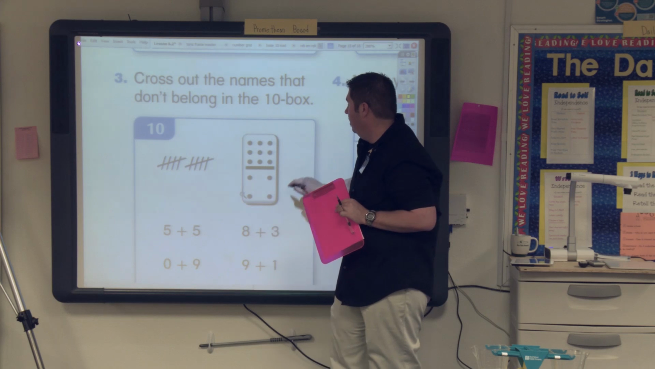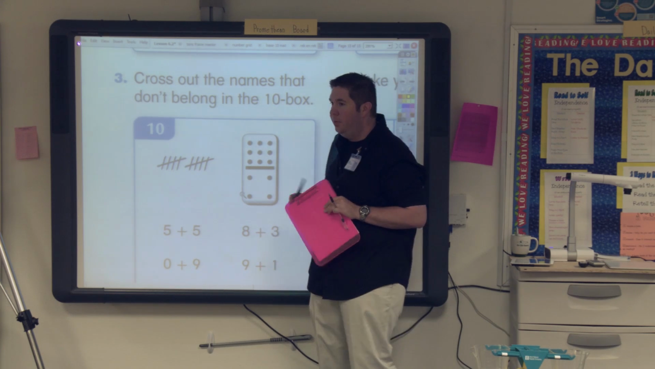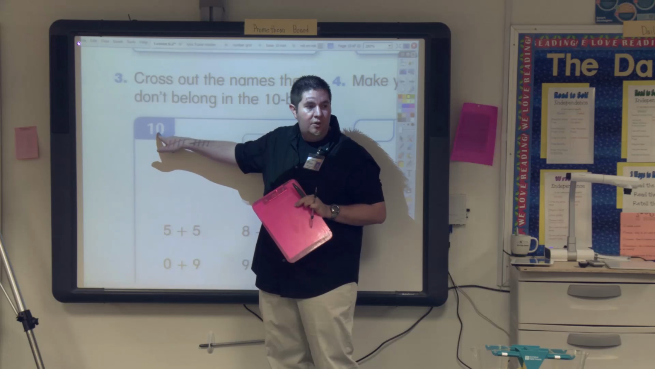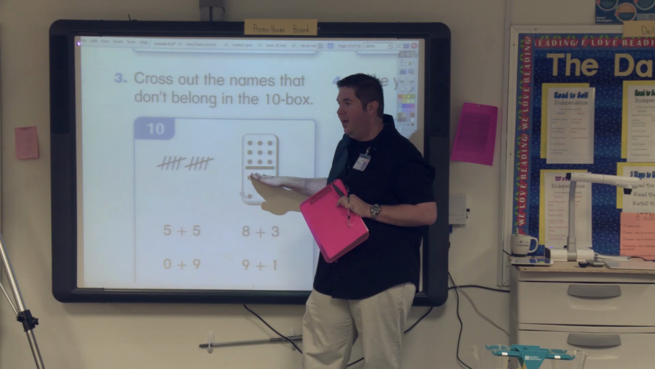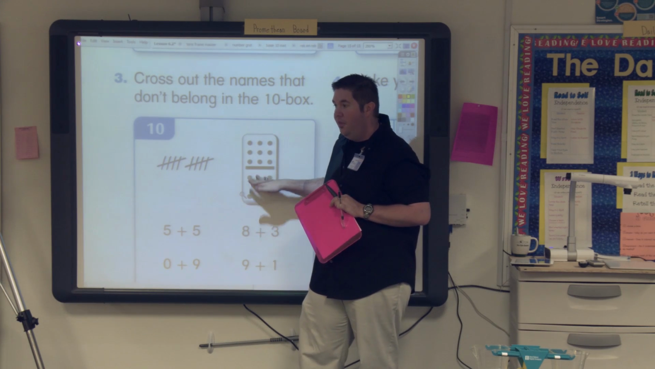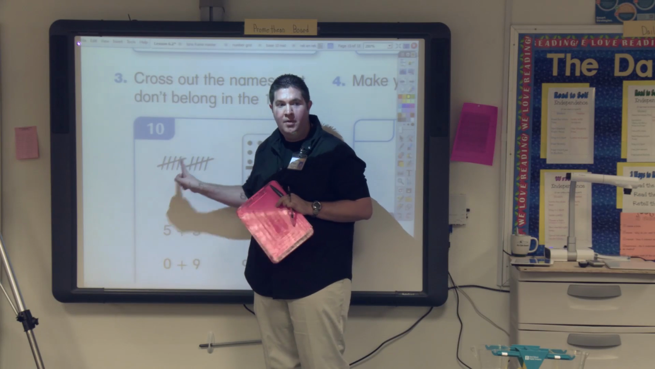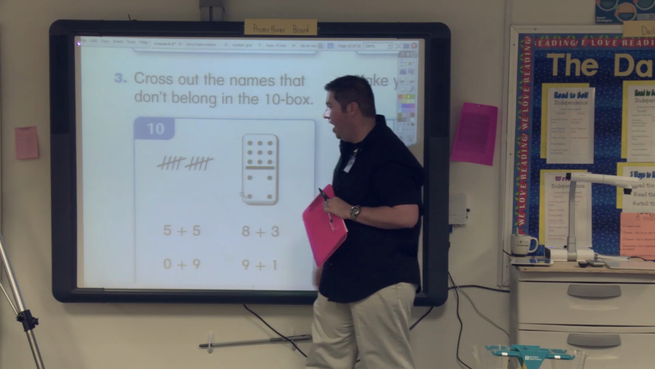It says in here, cross out the names that don't belong. What's the name collection for this equivalent number? So there are some that are true and there are some that are false. The ones that are true, you're going to circle it. That is another name for 10. Circle it.